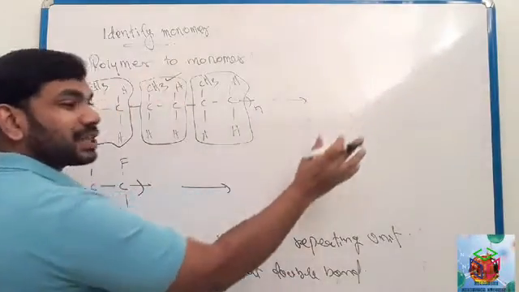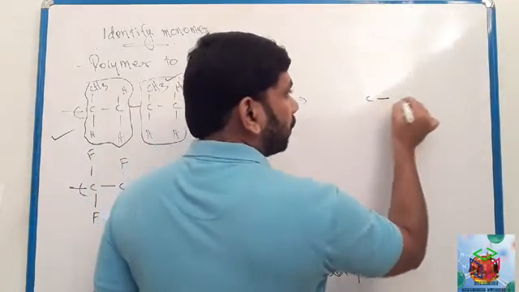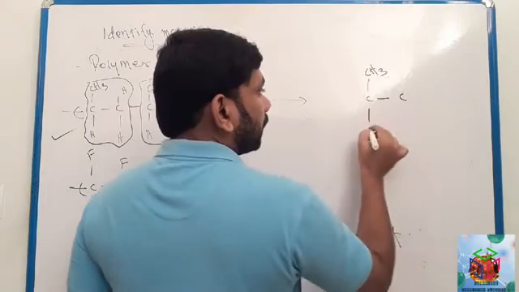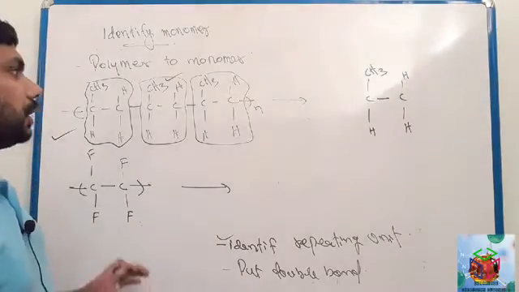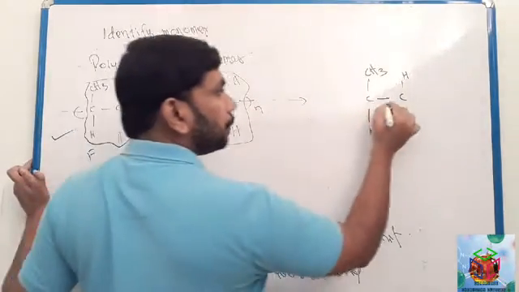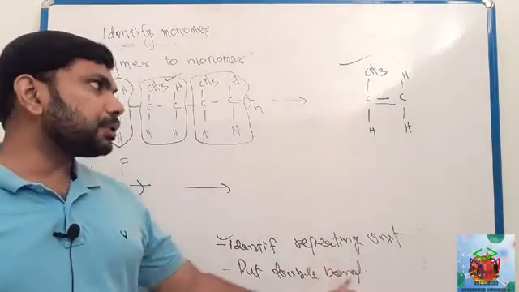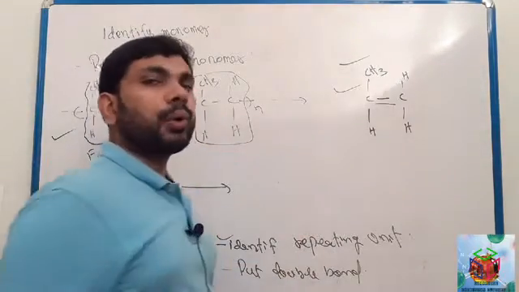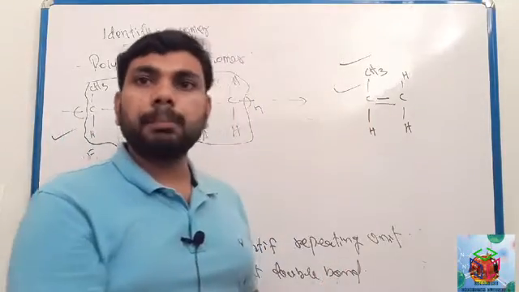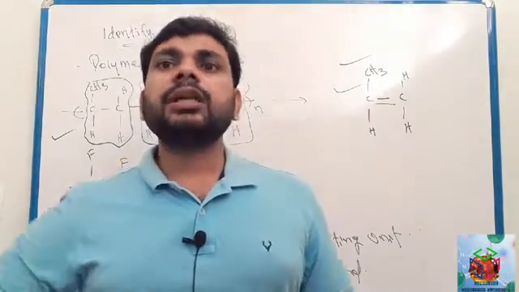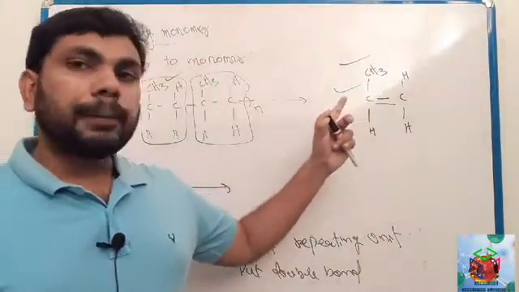So if you want to draw the structure of monomer, you find the repeating unit first. So draw here the structure of the repeating unit: CH3, hydrogen, hydrogen. This is the repeating unit. Clear? After that, you have to put the double bond between these carbons. Now this is the structure of monomer. So if you have a polymer structure, you can find its monomer simply. You have to find the repeating unit, then put a double bond between carbon. Clear? Then it will be monomer.